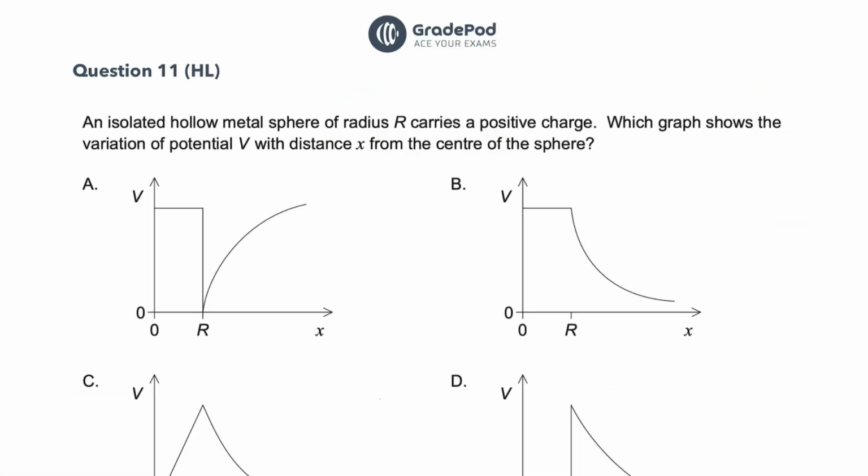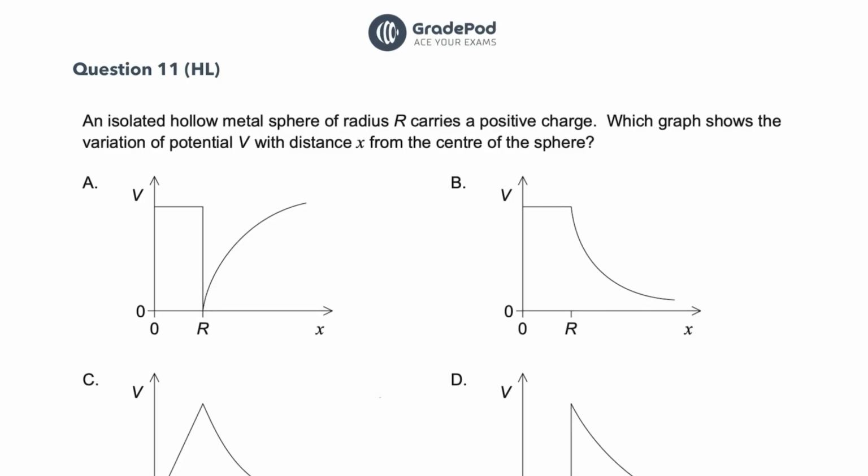Question 11 is higher level only. An isolated hollow metal sphere of radius r carries a positive charge. Which graph shows the variation of potential V with distance x from the centre of the sphere? I'm going to take a little bit of time here to talk you through the idea of a hollow metal sphere. We have a hollow metal sphere up here, and it's positively charged.